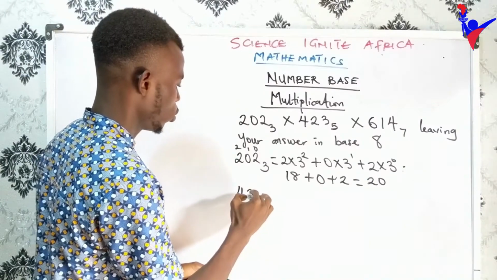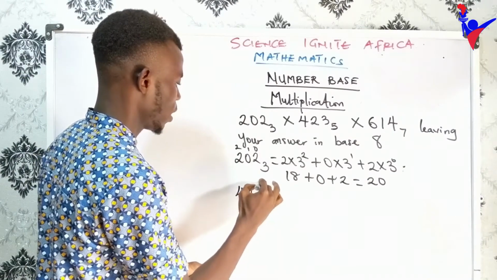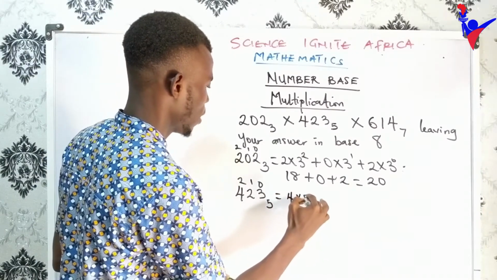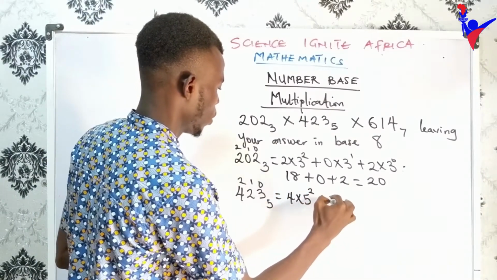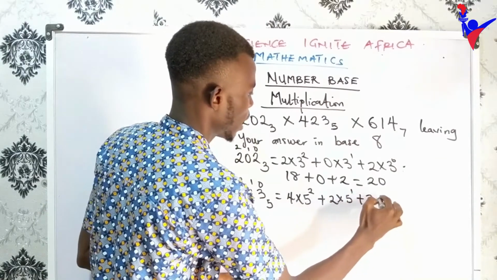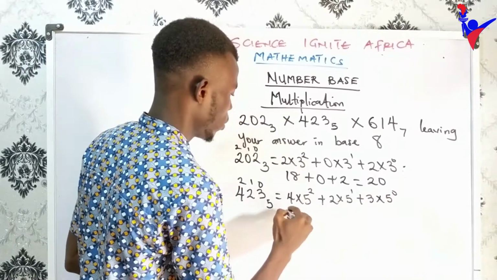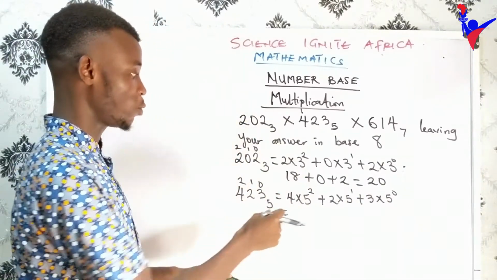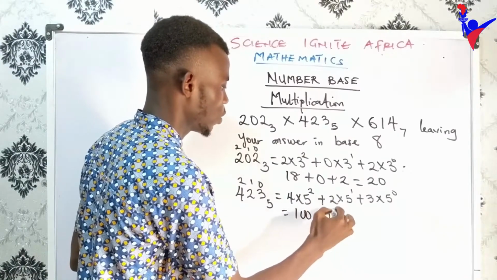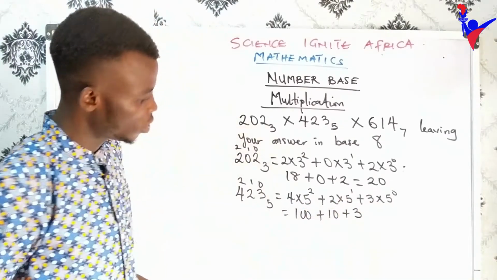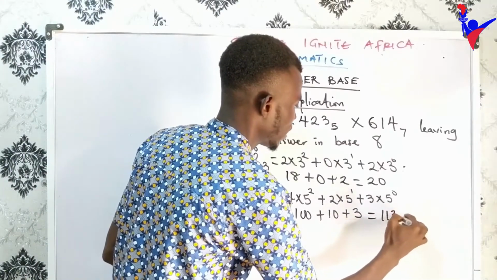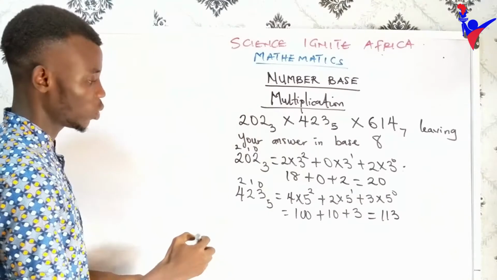Then we have 423 base 5. That will be 4 times 5 raised to the power of 2 plus 2 times 5 raised to the power of 1 plus 3 times 5 raised to the power of 0. 5 raised to the power of 2 is 25. 25 multiplied by 4 gives us 100, plus 2 times 5, that is 10, plus 3. Then 100 plus 10 is 110. 110 plus 3 gives us 113 base 10.